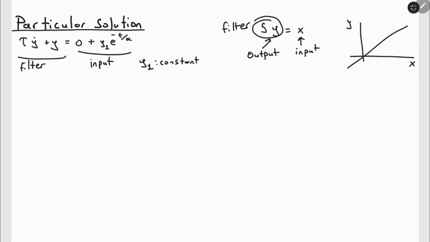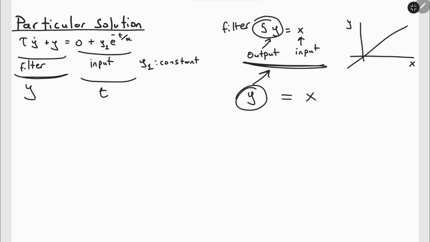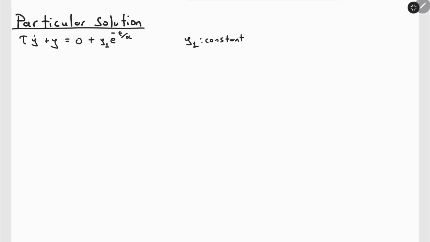You might be asking what then goes to the right hand side and what goes to the left hand side. The filter side, left hand side, is made of y's and the right hand side, the input, is made of t's. Exactly like this example where left hand side is the y and then right hand side is the x. Okay, then what should we do at this point? In the previous video we solved for y homogeneous and now we are going to solve for y particular.